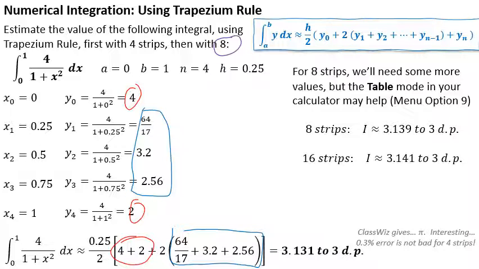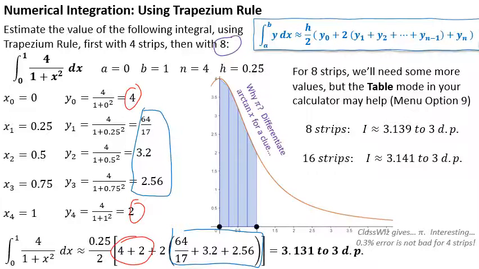Maybe it's not quite right. But in this case, maybe it is. Maybe there is a reason that the integral of 4 over 1 plus x squared between 0 and 1 is exactly pi. It's also worth noticing that we get a 0.3% error even for just 4 strips.